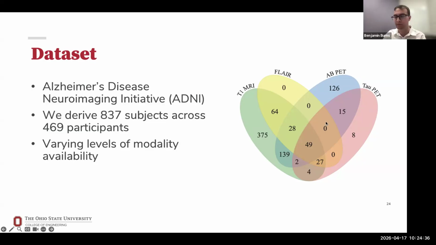This distribution of modality availability is displayed in the Venn diagram on the right here. Of the four modalities that we were using, the MRIs and the two types of PET, only 49 of the 800 something patients have all four available. The vast majority of the subjects have just one or two modalities available, particularly T1 MRI and amyloid beta PET appearing to be the most prevalent in the dataset.